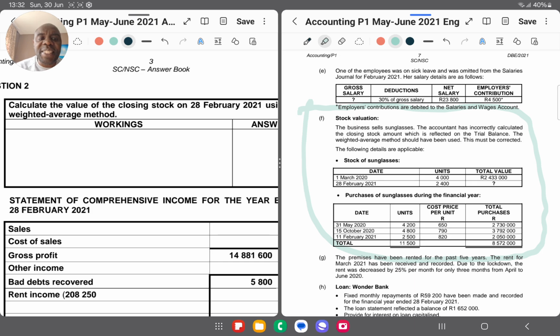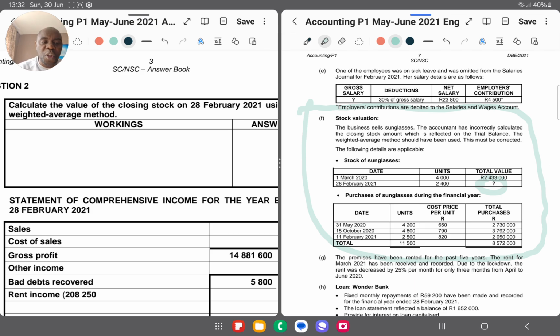So it says the business sells sunglasses. The accountant has incorrectly calculated the closing stock amount, which is reflected on the trial balance. The weighted average method should have been used. This must be corrected. The following details are applicable. At the beginning of the year, on the 1st of March 2020, we had 4,000 units with a total value of 2,433,000 rands. And then at the end of the year, we had 2,400 units, and that is the value that we are supposed to calculate. What is the value of these sunglasses at the end of the year?